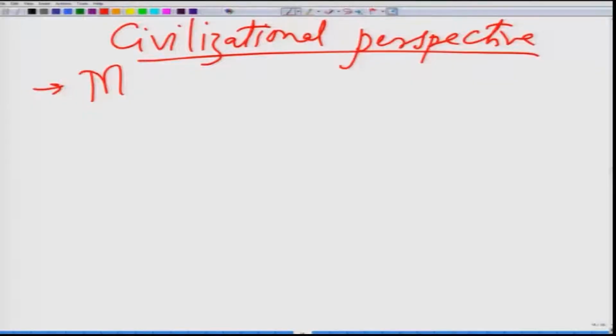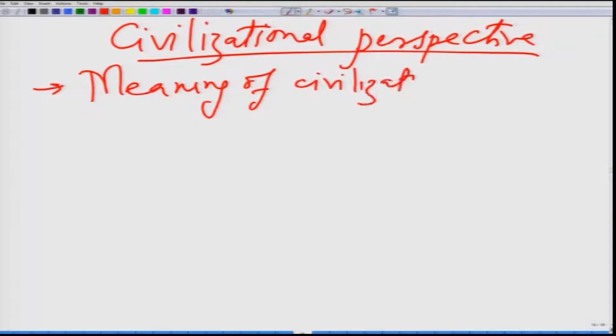So, in that way the civilizational perspective has its own utility in terms of understanding the trajectory, understanding the history, and linking the history with the present. I think these are the ways in which we can see the civilizational perspective. And in this lecture, we are basically trying to express the things in three different aspects. One, of course, is trying to understand the meaning of civilization, the civilizational perspective to be more focused.